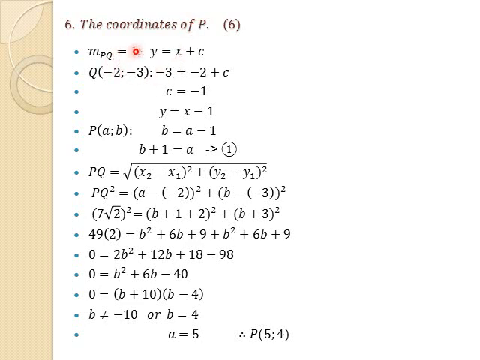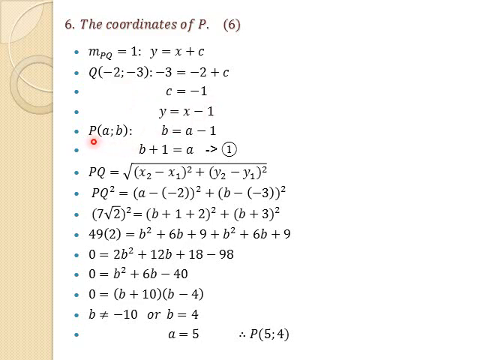So gradient PQ equal 1. So therefore, equation of PQ would read y equal x plus c. We have the coordinates of Q, which is (-2, -3). So this states that y is minus 3 when x is negative 2. Take negative 2 over, minus 3 plus 2 gives me minus 1. So my equation for PQ, the line, y equal x minus 1.